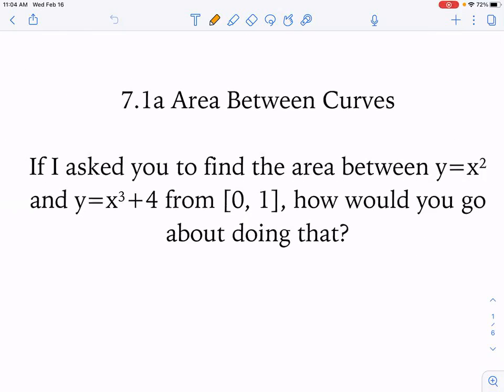All right, let's begin with a thought. If I asked you to find the area between y equals x squared and y equals x cubed plus 4 from 0 to 1, how do you think you would do that? Connor has an idea. Find the area of both of them and subtract the smaller one, is what he said.